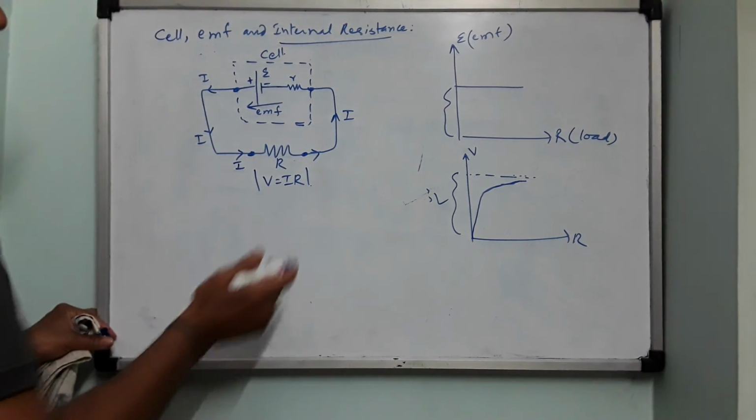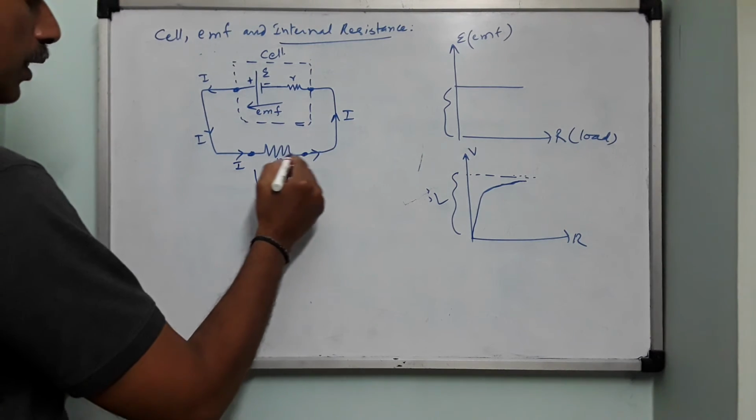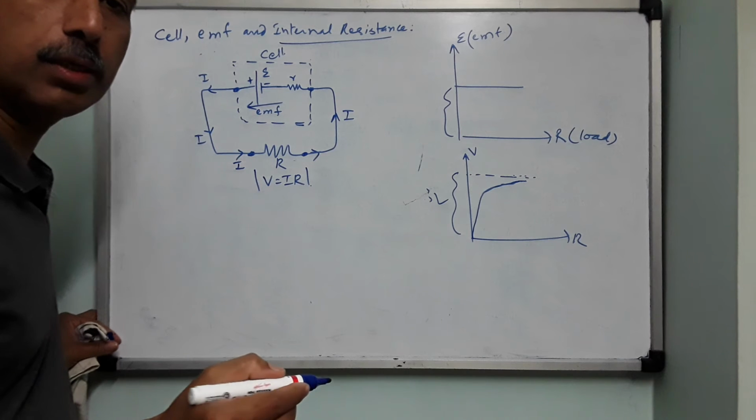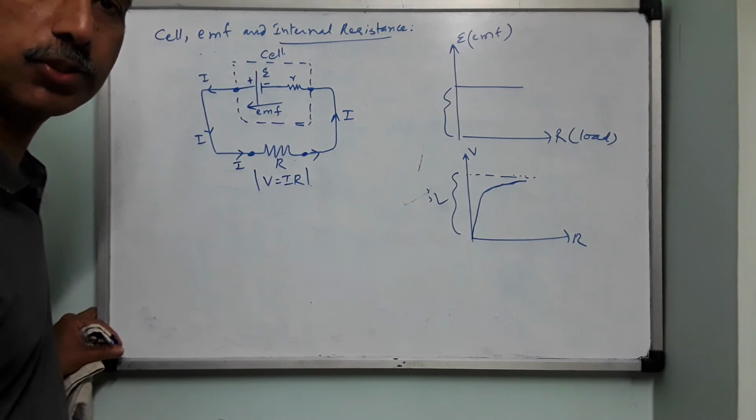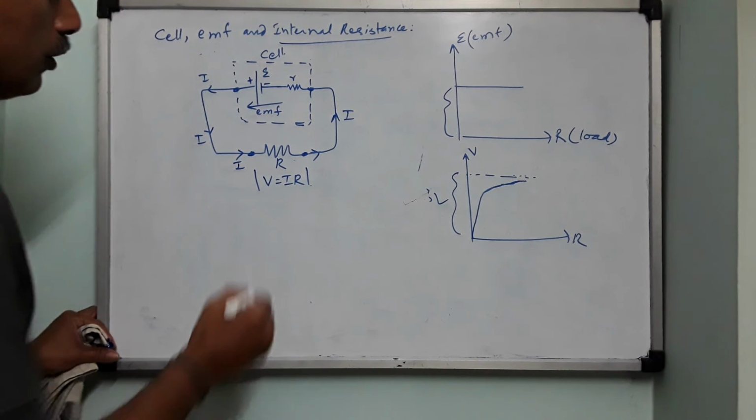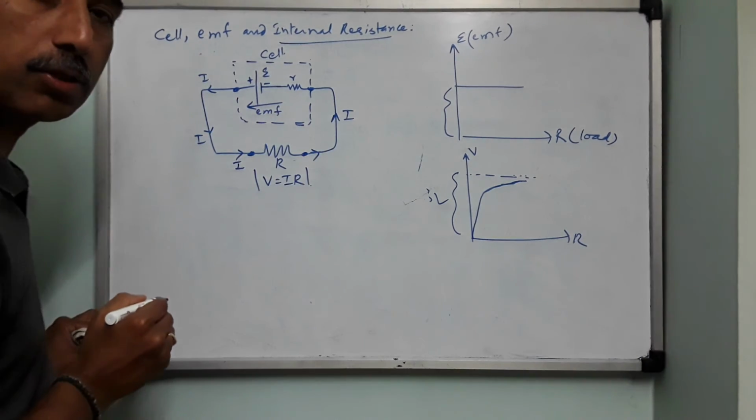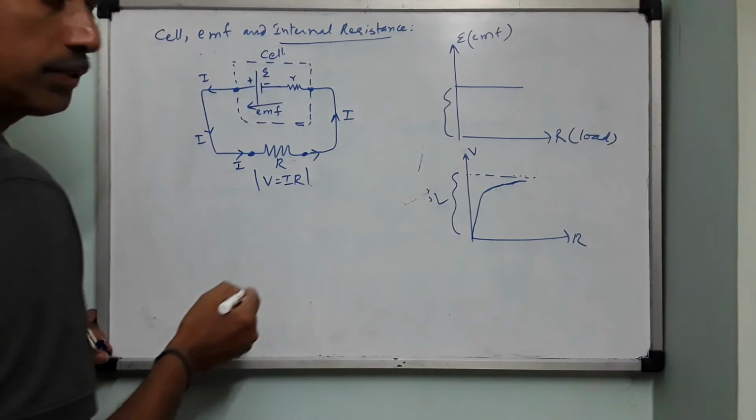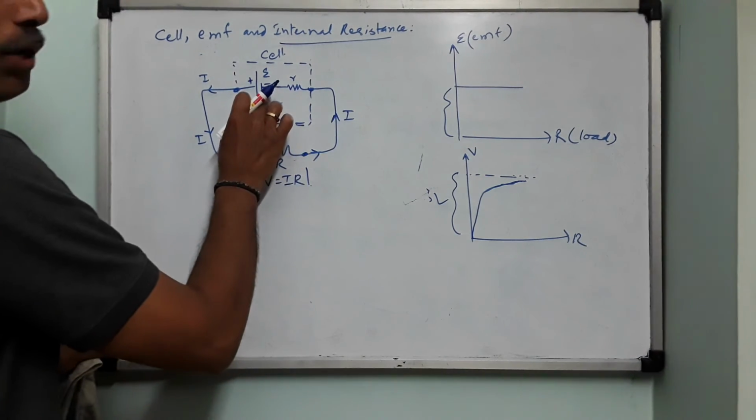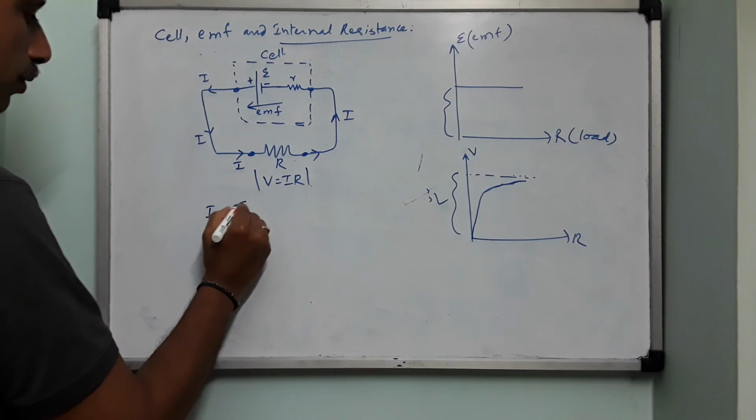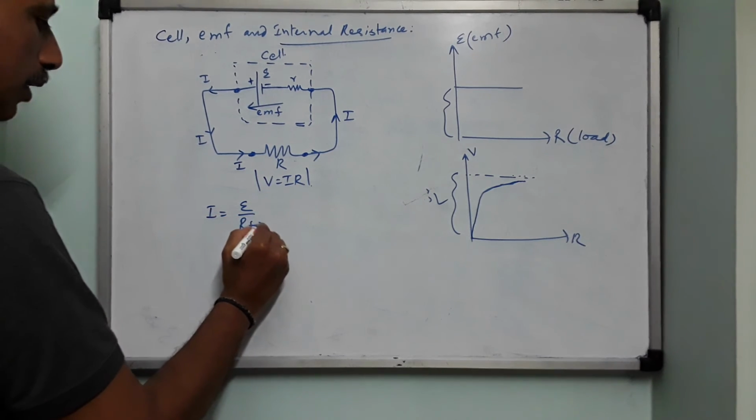Okay, right. So now you can see that this R and r are in series. When do we say resistors are in series? When the same current flows in the resistors, they are said to be in series. So how much current is flowing in capital R? The same current is flowing in small r also. So R and r are in what? Series. How many sources are there? Only one source. So current is I equals E divided by R plus r.